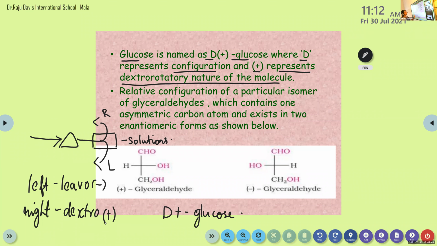So in the case of this glucose, it will rotate to the right side. So it is known as dextrorotatory. That's why we are using this plus sign before the name of glucose. And the first one, D, it represents the configuration. Okay, I will explain that.